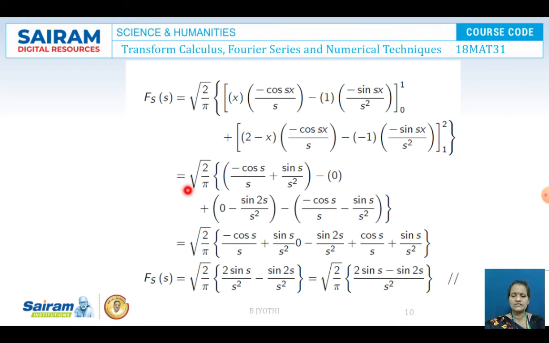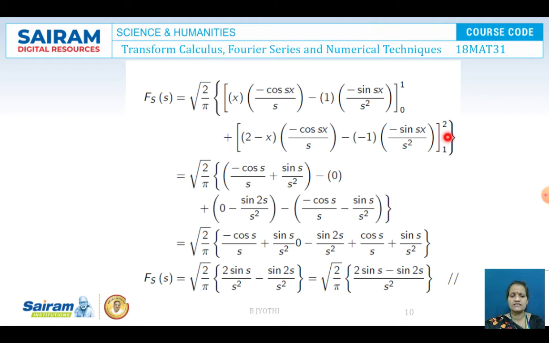So root of 2 by pi into minus cos s by s plus sin s by s square minus 0, when I substitute the upper limit as 1. When I substitute the lower limit, here x is 0, therefore this first term will be 0, and sin 0 is also 0, therefore for the lower limit the entire bracket term will become 0.